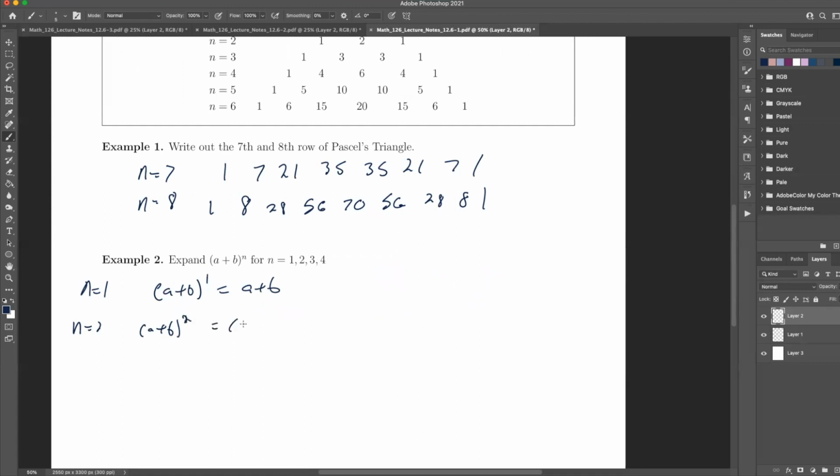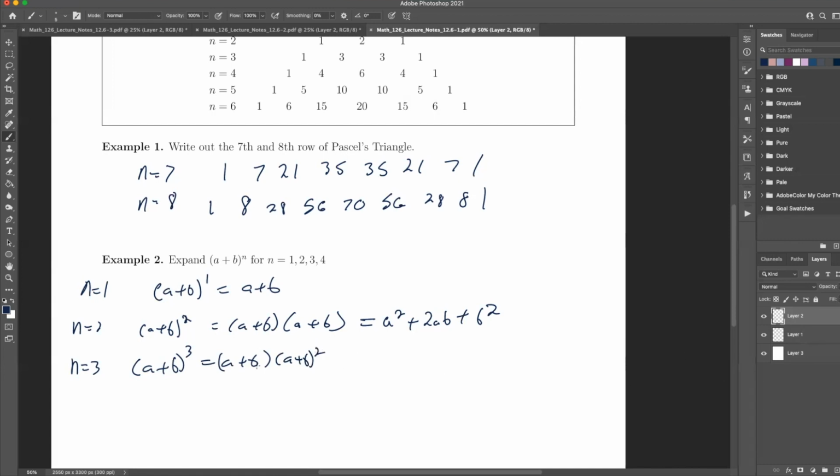So this is equal to a plus b times a plus b. Now if I FOIL this, I'll get a squared plus 2ab plus b squared. All right, so let's do something a little bit more interesting. N equal to 3. So you guys know how to do this, but if I have n equal to 3, I have a plus b cubed, which is equal to a plus b times a plus b squared.